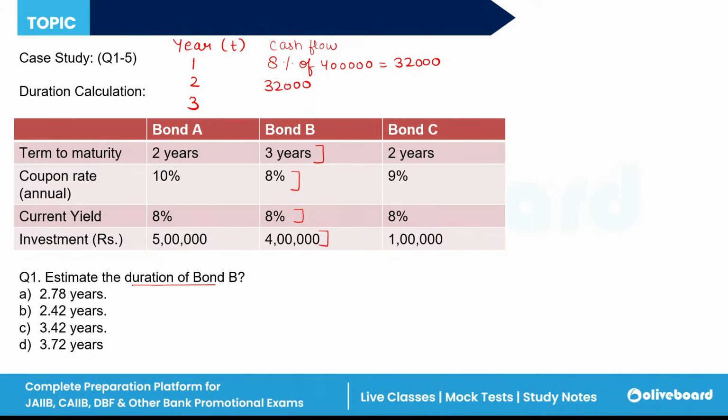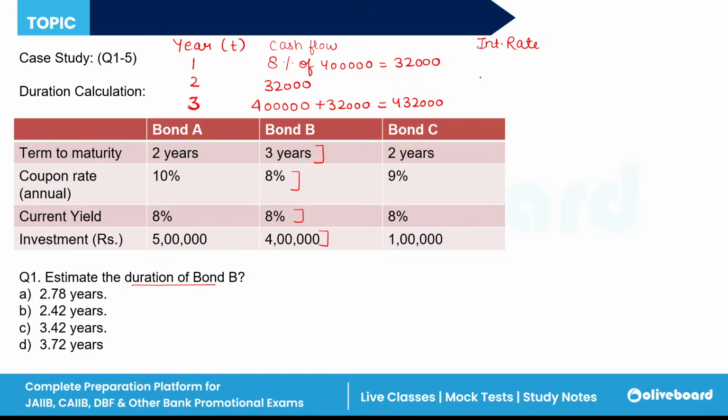Then this third year is our maturity year. Two payments are already made, so the principal is paid only once. That's why we have to add 32,000 to this 4 lakh, which equals 4 lakh 32,000.